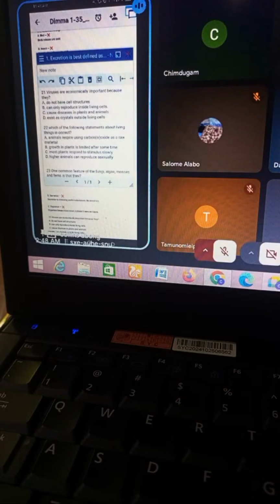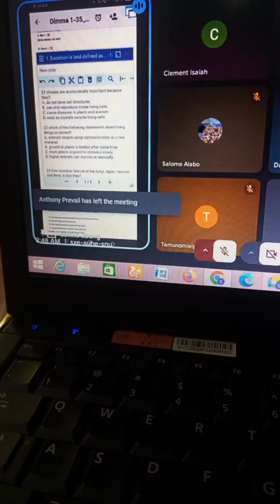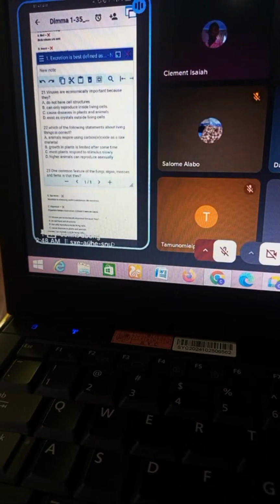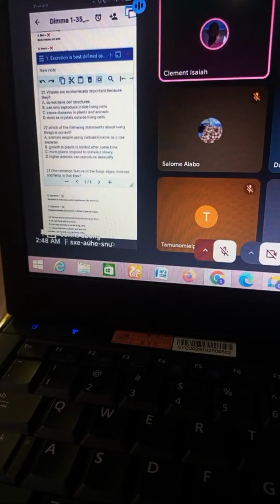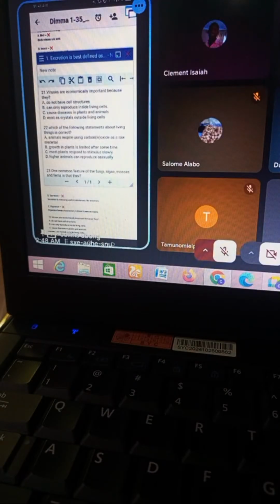You know, they used to ask that question. What is the economical importance of termites? When you're looking at the economical importance, you're looking at both the good side of that organism and the bad side of that organism. You get what I'm saying? So that is what was looked at here. It causes disease in plants and animals. That's the bad side of virus. The other one does not talk about whether it's good side or bad side, but this particular one talks about bad side. So that's the best option.